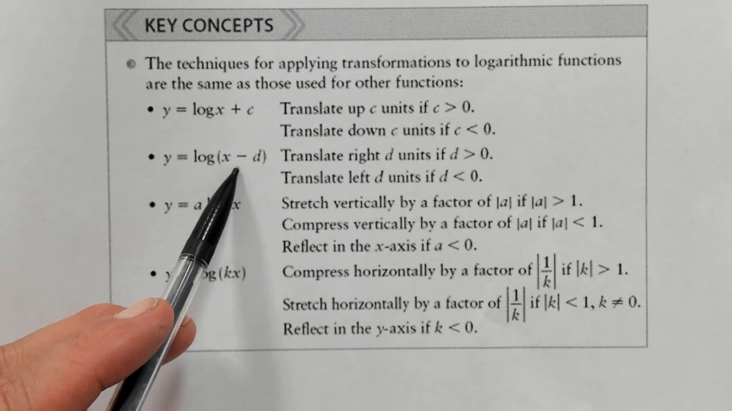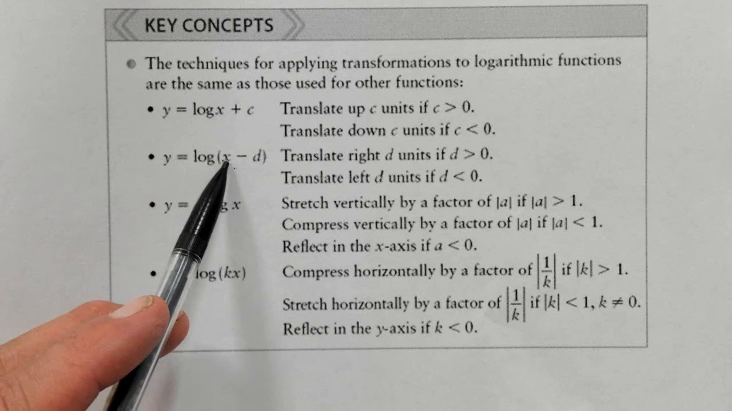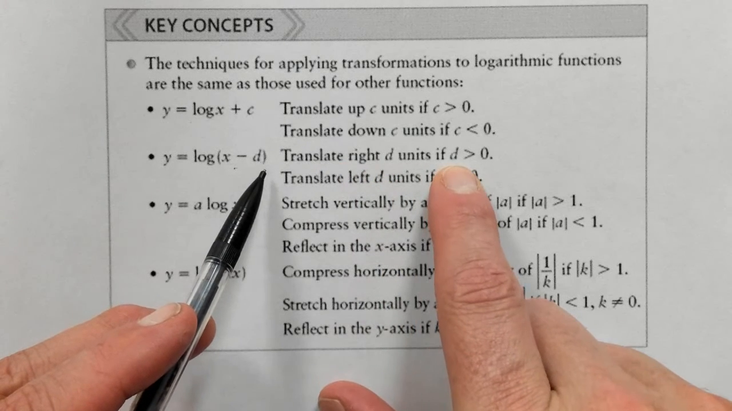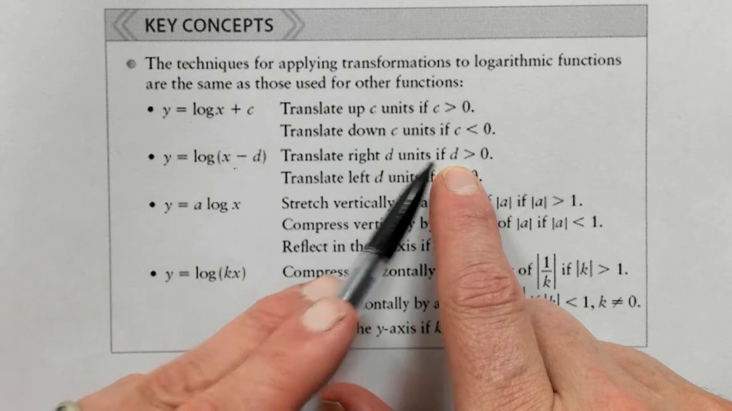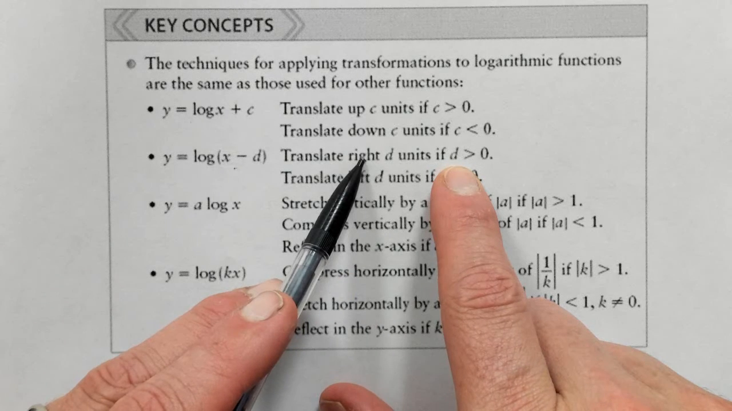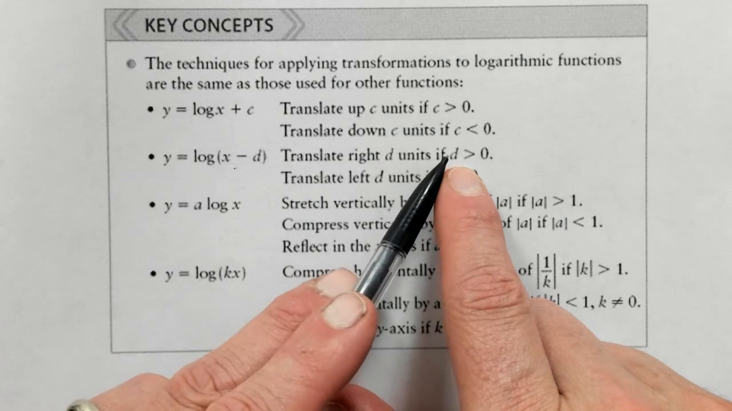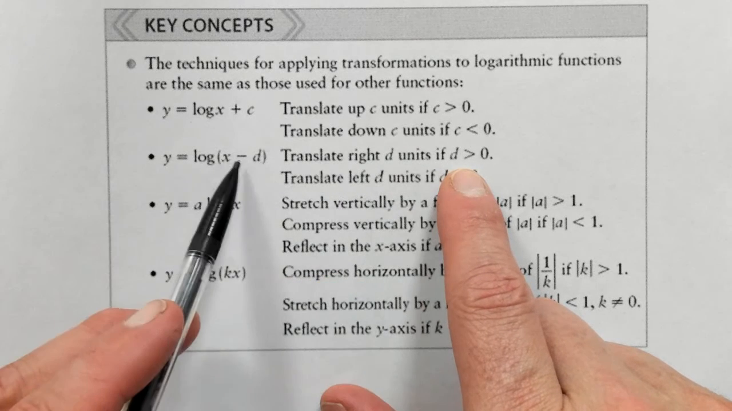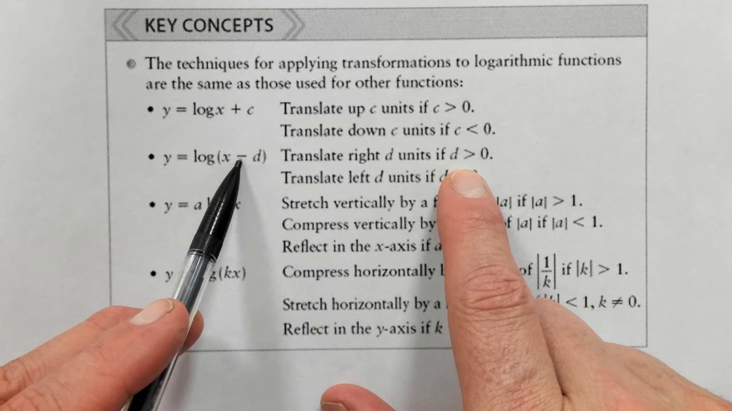Now, this one's a little bit tricky because of the way it's written here, and it's expressed as x minus d, and it says translate d units to the right if d is greater than 0. Well, if d is greater than 0, you might be thinking, well, coach, isn't that opposite of what it should be? If the d is plus, then isn't it to the left? Well, yes, but take a look at the form and the way that they have shown it here.